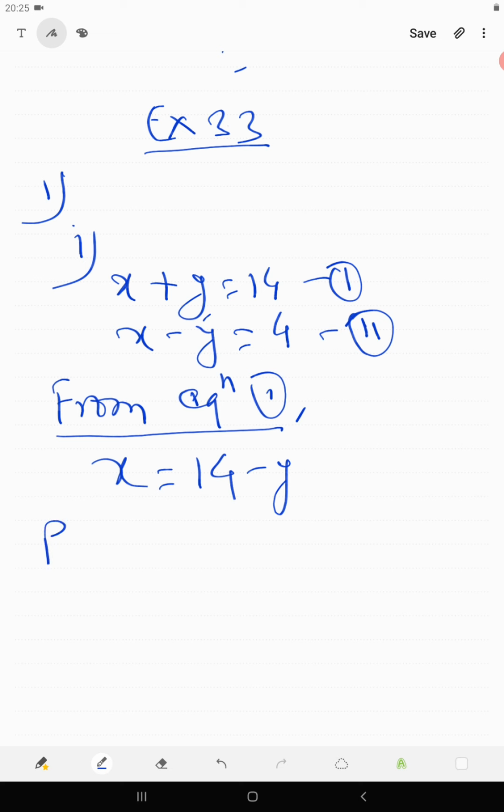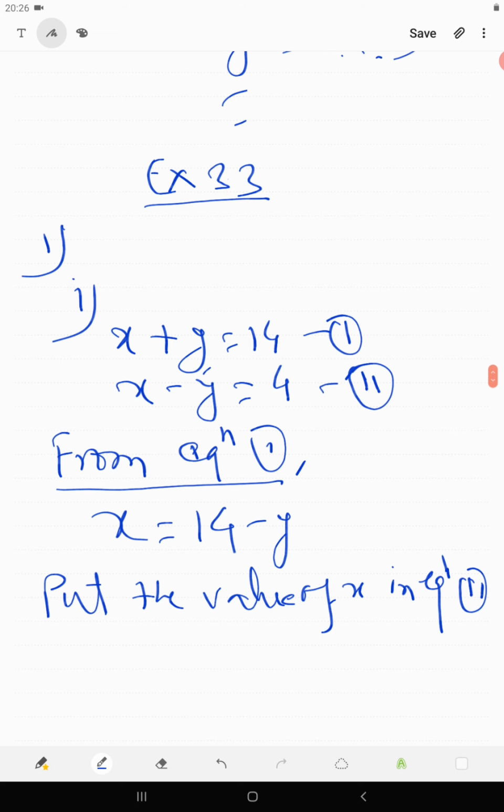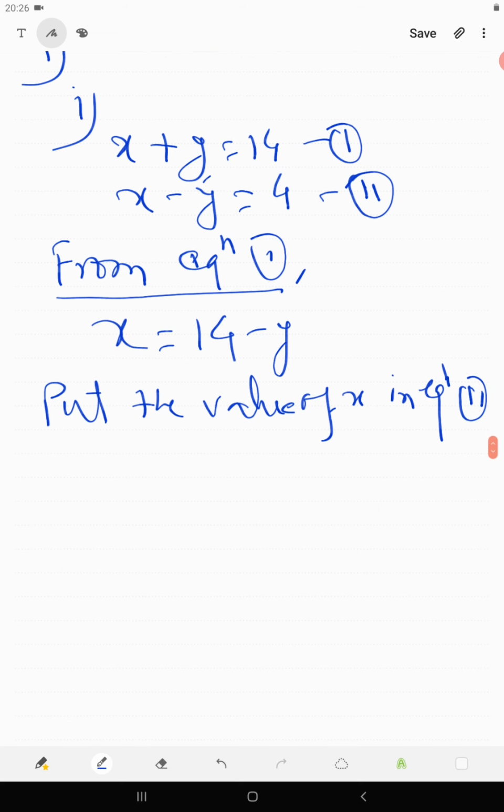So put this value of x in equation 2. Whatever x we have got, this value I will put, say we call it equation 3 after the conversion. So now put the value of x in equation 2. What we will get is, x is 14 minus y. So we will write x as 14 minus y.